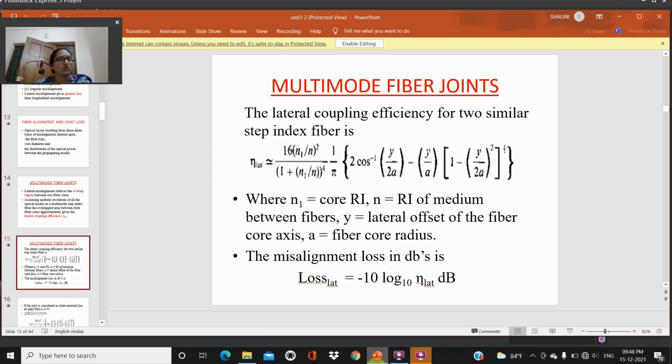Then, multi-mode fiber joints: how the fiber joints are aligned for the multi-modes.